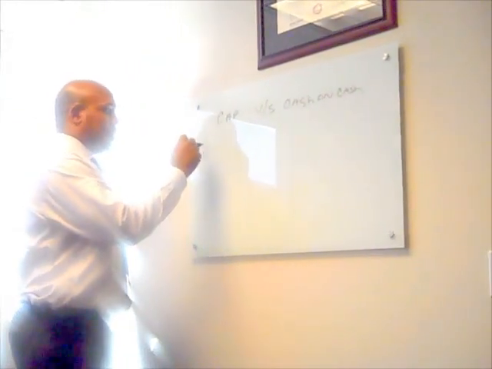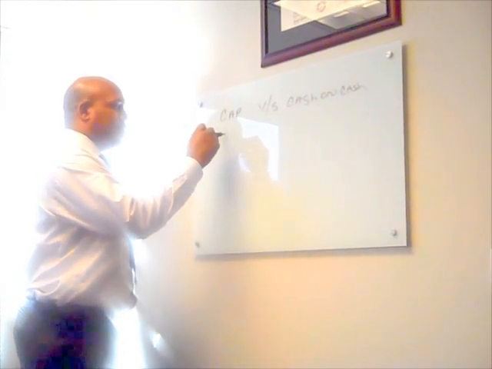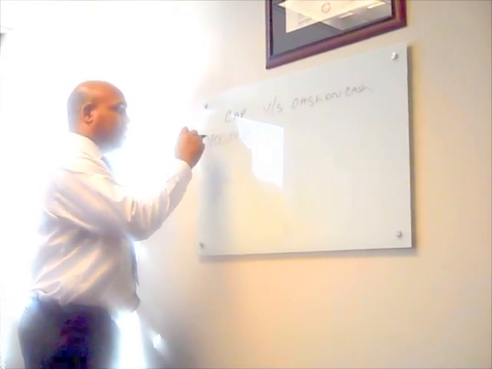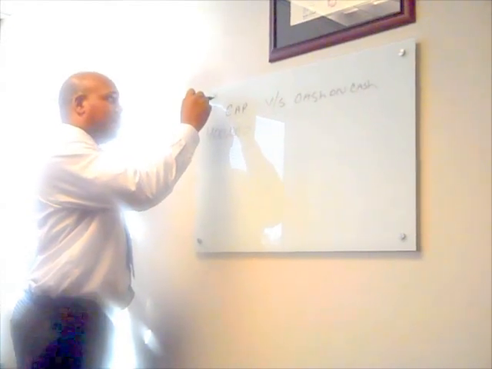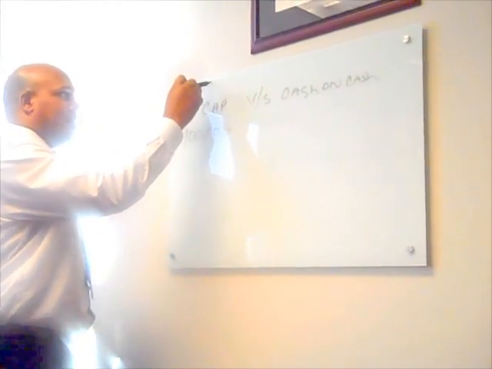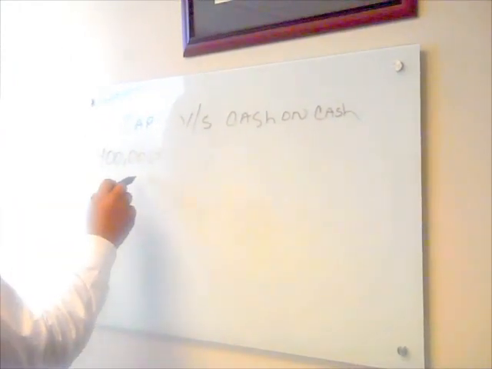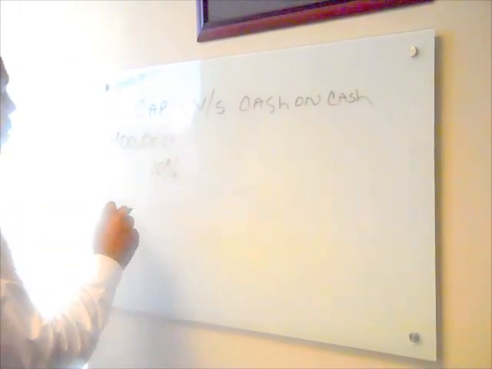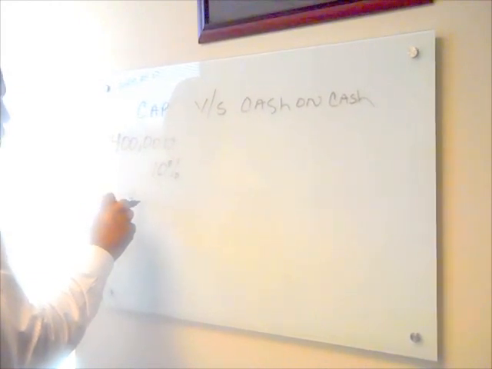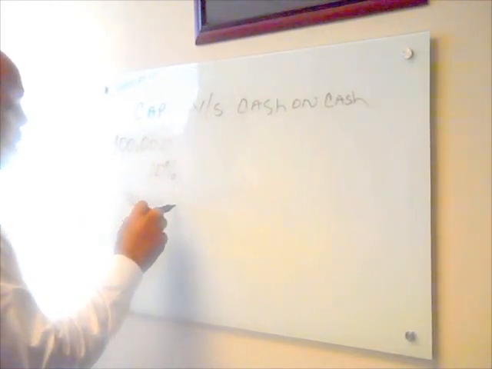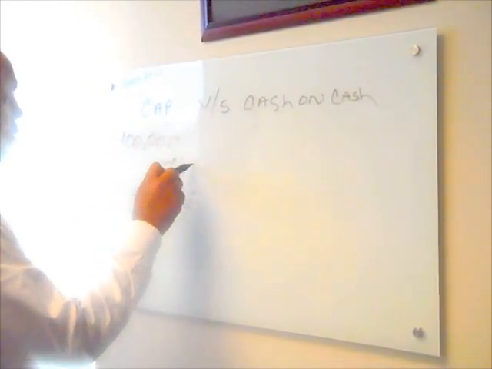So let's just take simple math and say you're purchasing an apartment building that costs $400,000 and you have $400,000 in the bank. Lucky you. And that property would yield a 10% return after all expenses. So that's about $40,000 per year. That's a 10% return. That's a 10 cap.